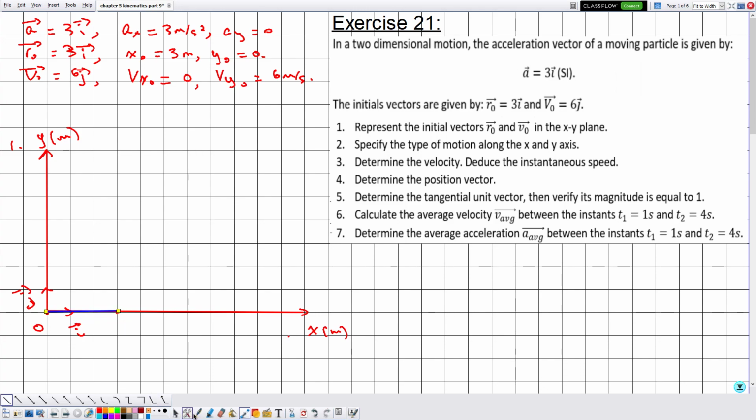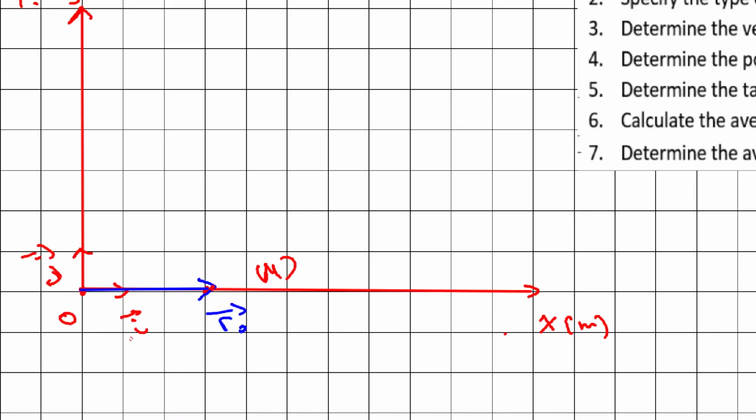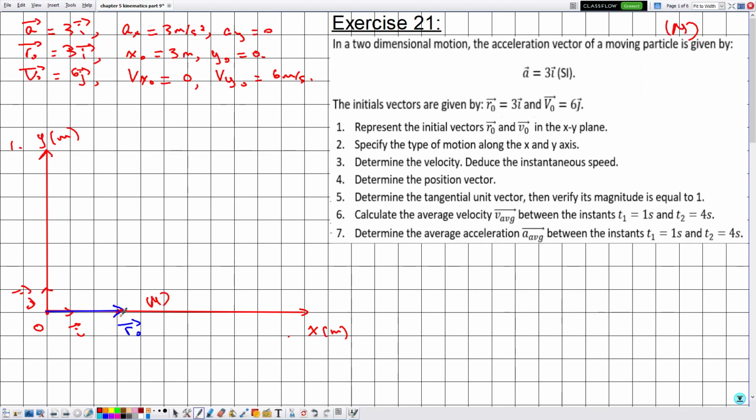Okay, then this represents the initial vector r0, and in this case if we name this particle the point M, then the point M will be located here, because what does the position vector represent? It represents the position of the particle. So always the particle is located on the head of this vector. So we are done with r0.